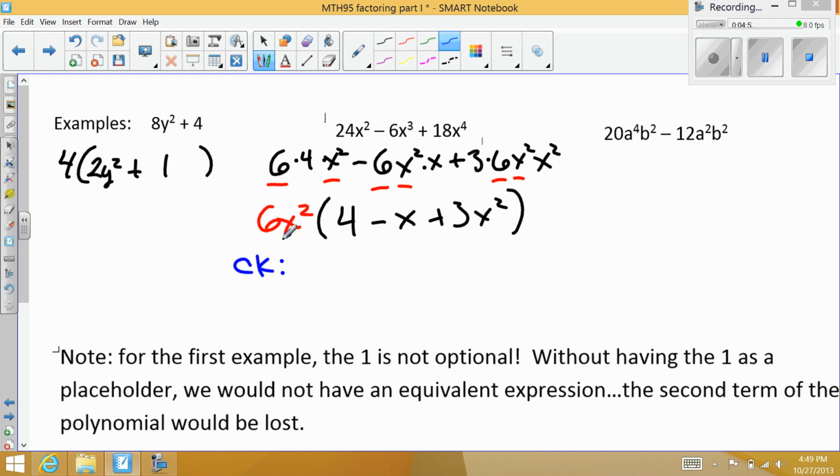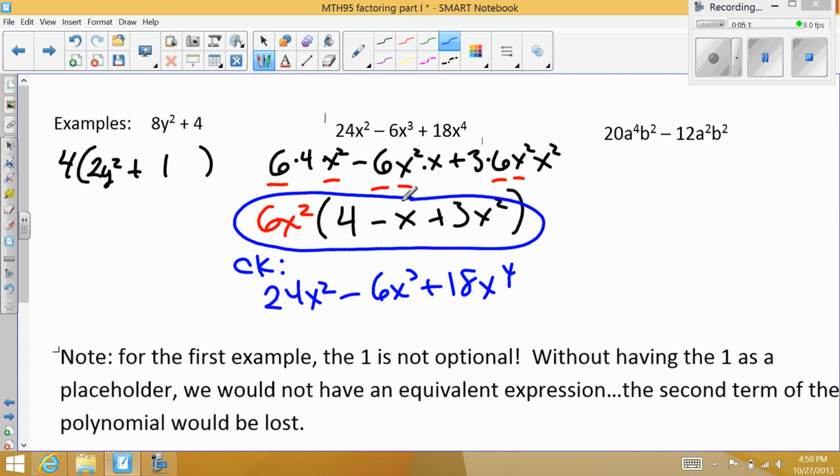6x squared times 4 is 24x squared. 6x squared times the subtract x would give us subtract 6x cubed. 6x squared times 3x squared would give us 18x to the fourth, which is what we started with. And so this is our factored form of the original trinomial, the original polynomial. You can try the next one, and I'll pause for a moment.